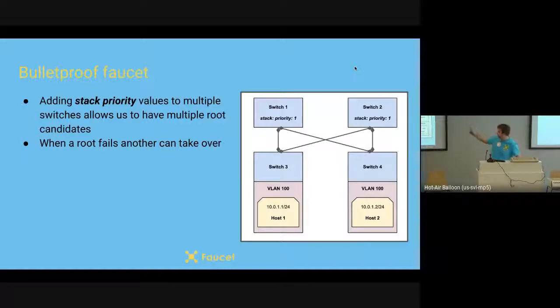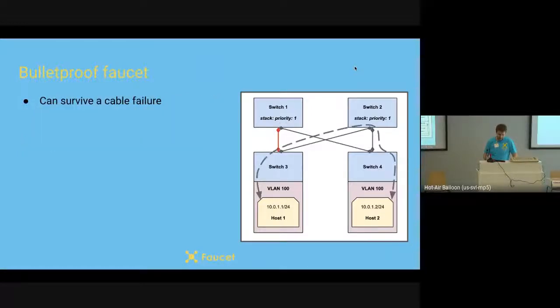And you might see the title, I call this bulletproof Faucet. The idea is you can take a gun with a single bullet, shoot something, and it should keep working. So how does this work when you've got it all configured? By default, if we assume switch 1 gets selected as the root, your traffic flow will look like this to start off with between host 1 and host 2. And we can survive a cable failure. If we lost this cable, Faucet will automatically reroute your traffic between these two hosts this way.